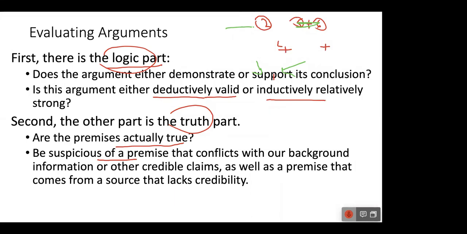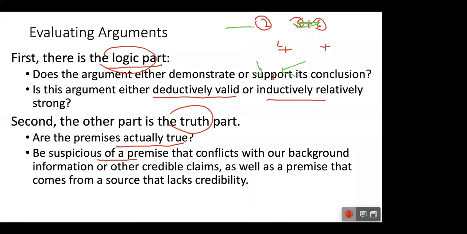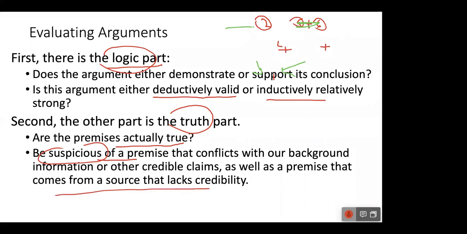And if there are strong symptoms and strong signs leading to one illness, then he or she most likely will be correct. But guess what? For those who take care of patients, if the patient tells you something not true about his or her symptom, guess what? What will happen with your conclusion? We cannot treat them properly. That's right. So be suspicious of a premise that conflicts with our background information, or consider the credibility of the source. Okay?